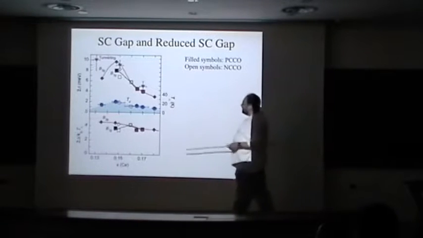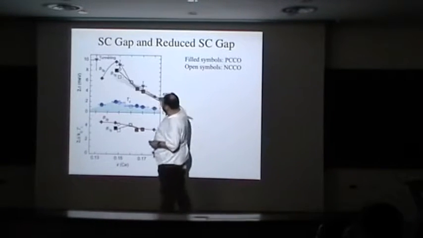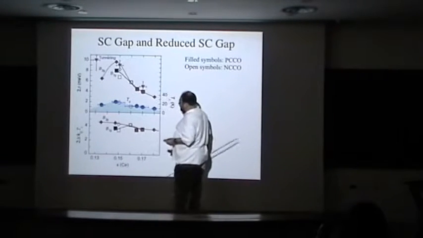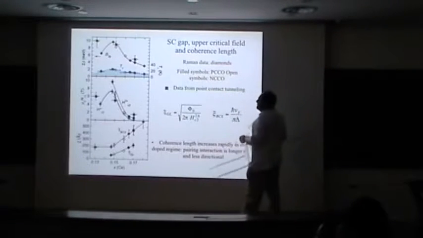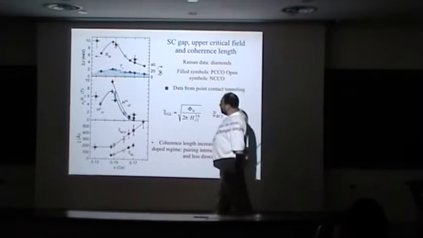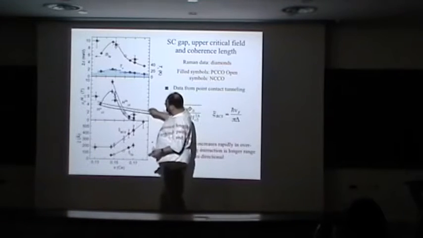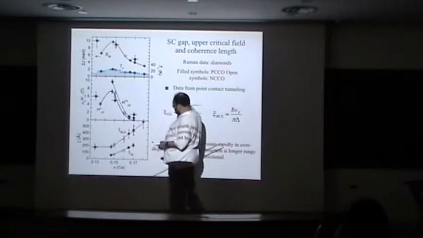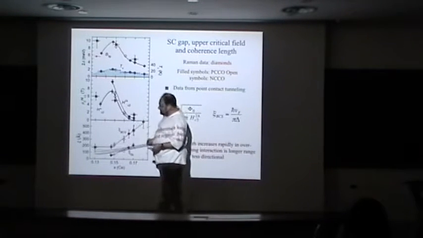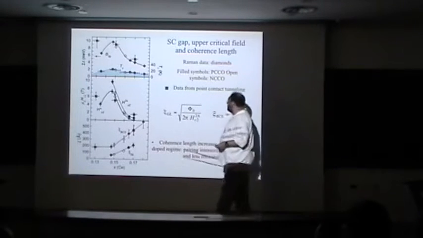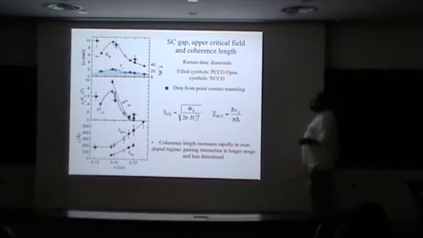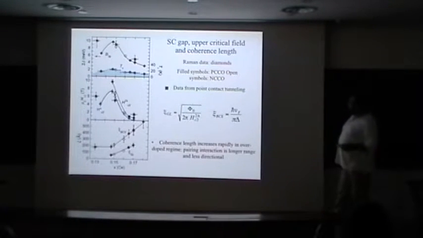And of course, as a function of the phase diagram, the gap magnitude can be measured. Measurements can also be done in field. From field measurements, the critical field can be extracted, coherence lengths, and everything else. And so a lot of things can be done with Raman spectroscopy.